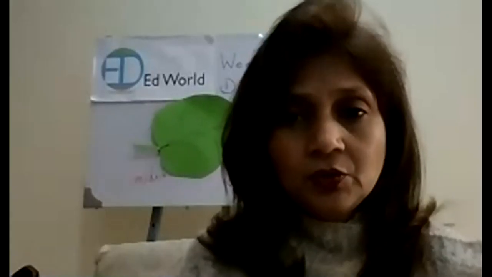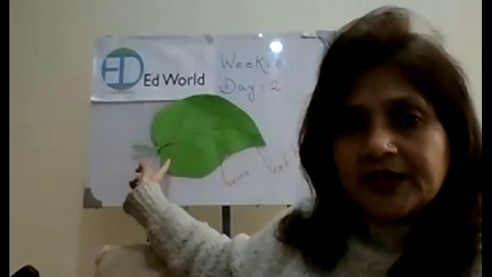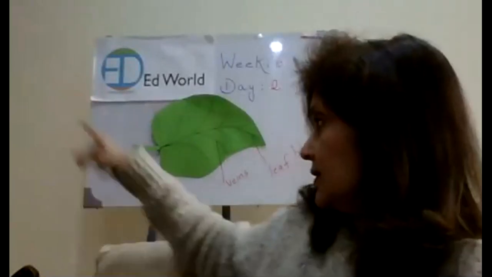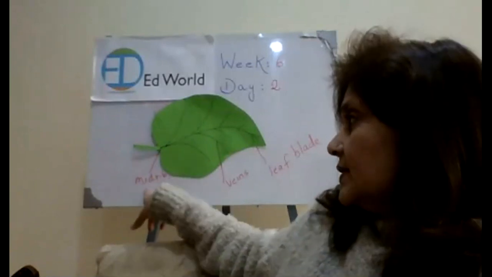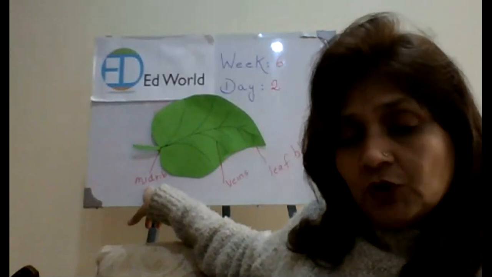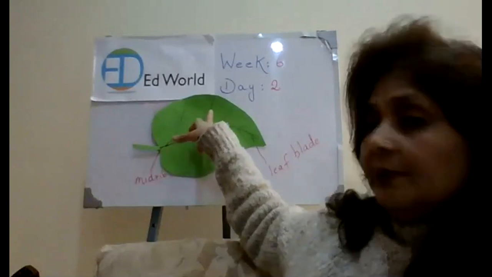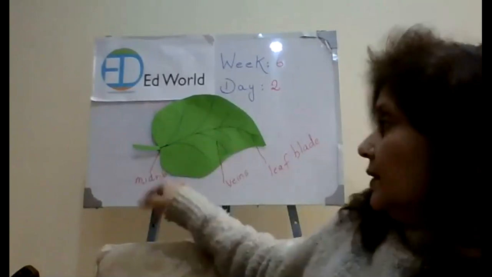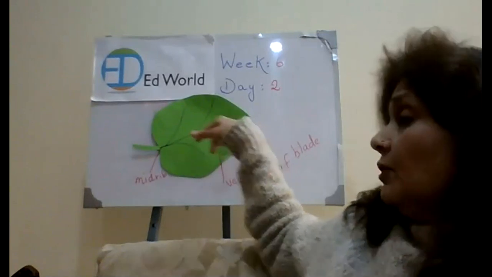Now, if you can see on my whiteboard, I have drawn a big leaf. You can see the thick part in between is the part of a leaf that you call a midrib. What is it? It's a midrib. And these parts which are coming from here, these are the veins. Okay? And the edge part of the leaf is the blade.